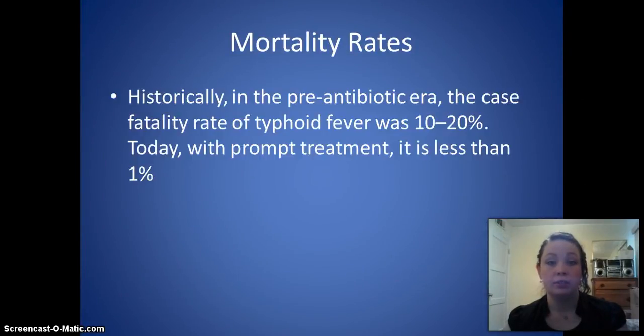Mortality rates. Historically, in the pre-antibiotic era, the case fatality rate of typhoid fever was 10 to 20%. Today, with prompt treatment, it is less than 1%.